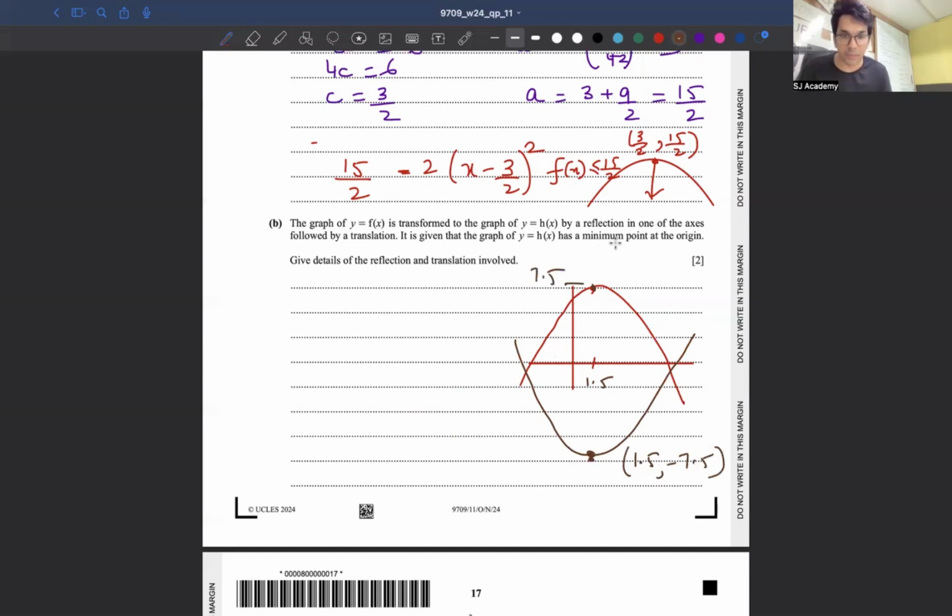Now the minimum point is at the origin and we have to translate it. So we have to move it 1.5 units back. So first we'll write the reflection is in the x-axis. And then we have a translation. In the x direction, it is minus 1.5. And in the y direction, we have to move it 7.5 units upwards. So that will be 7.5.